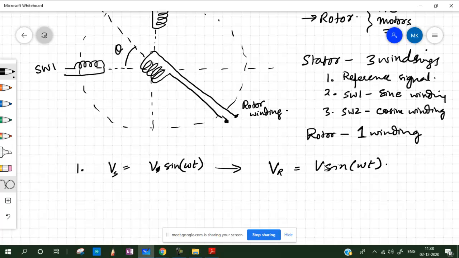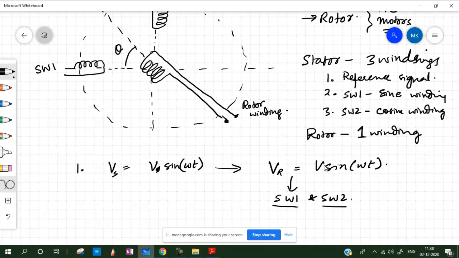All right. Now what happens in this, the principle is that the voltage that is induced in the rotor now will be induced again back into the SW1 and SW2. All right. So the design is formed in such a way that the supply or the reference signal is not able to induce in these two, but it can induce to the rotor one, and when the rotor is moving, it can induce back into the secondary ones, SW1 and SW2, in these two.